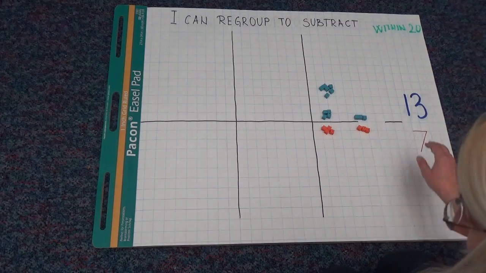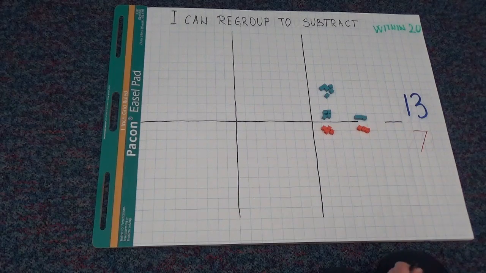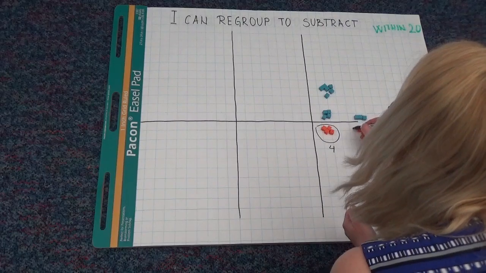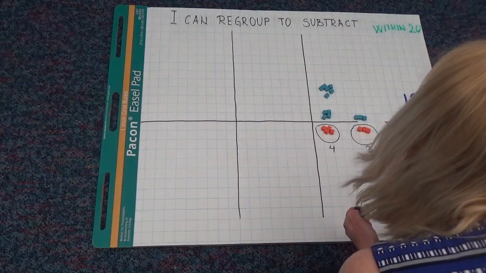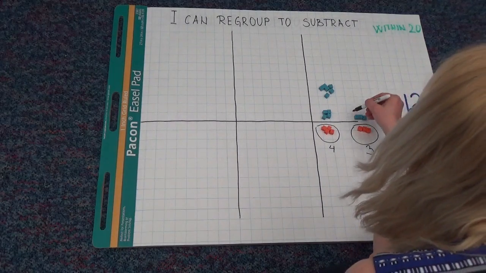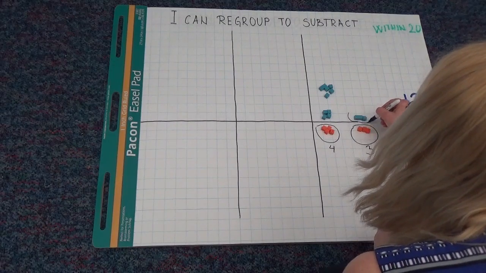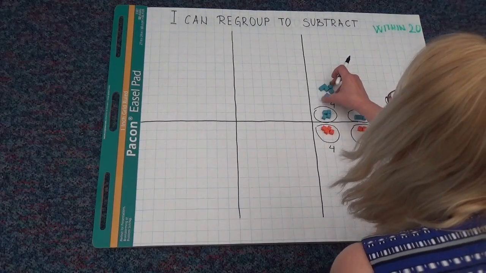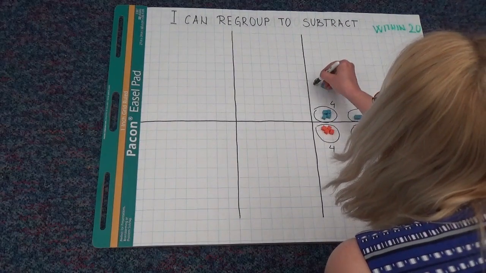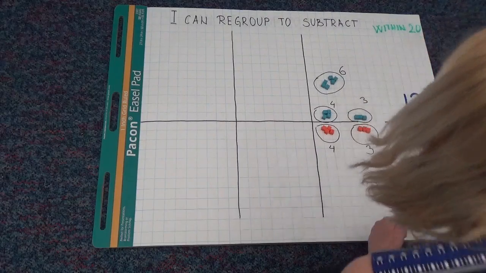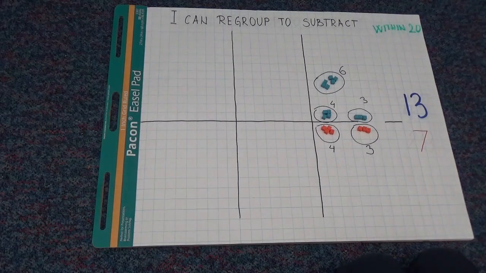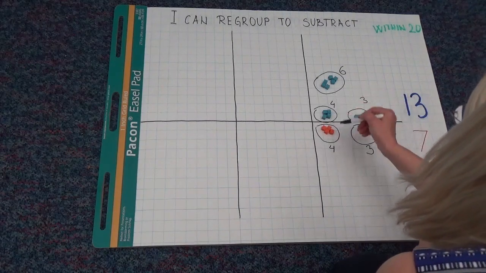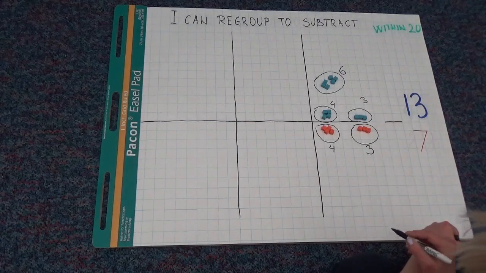So we decompose 7 into one group of 4 and one group of 3, and we decompose 13 into one group of 3, one group of 4, and what's left is 6. So what does 13 minus 7 look like? Well, we can cancel 3 and 3, 4 and 4, and we are left with 6.